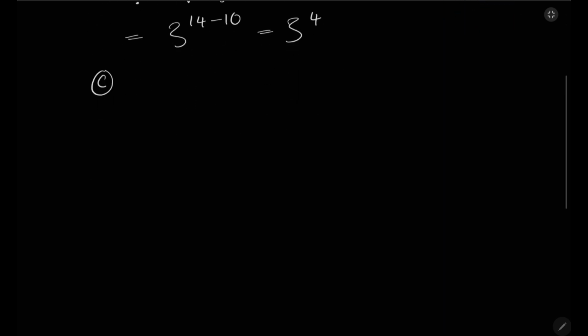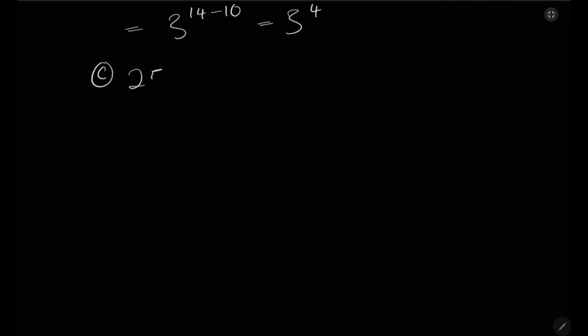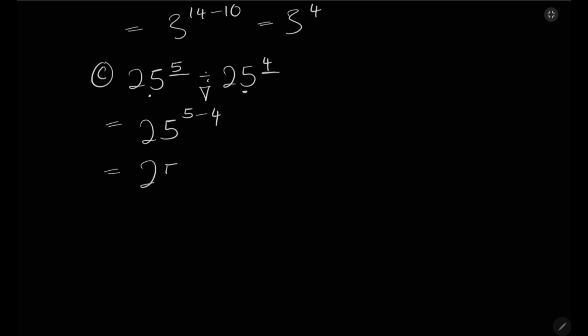Let's move to C. Let's try 25 to the power 5 divided by 25 to the power 4. Do we have the same base? You have 25 and 25. Yes, we have the same base. Are the bases divided? Yes. What do we do to the exponents? We subtract them. So this will be 25, write down our base. We have 5 minus 4, which is 25 to the power 1. But we don't really have to write down that 1. We can just leave our answer as 25.